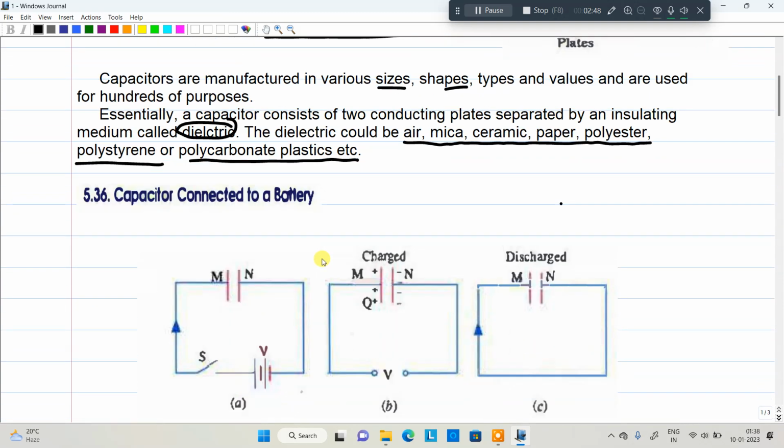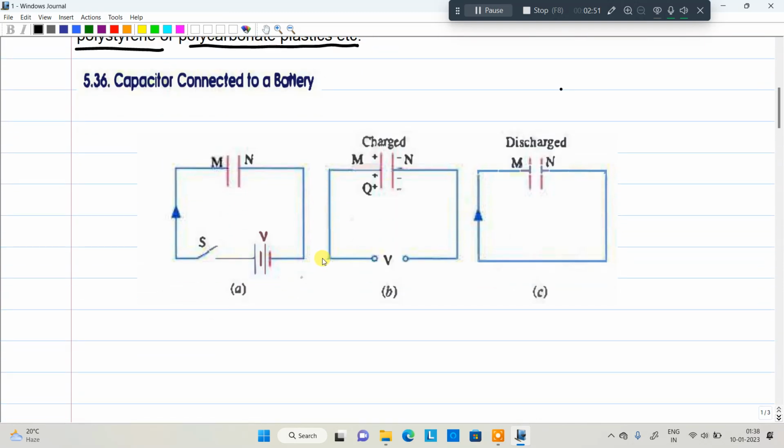Now we are moving to how exactly the capacitor works. Look here, I will explain clearly. Initially the capacitor is discharged. There is no charge in the capacitor. Now the switch is closed, right? Whenever the switch is closed, V is connected across it. This is the positive terminal and this is the negative terminal. Initially, this particular plate has no polarity.